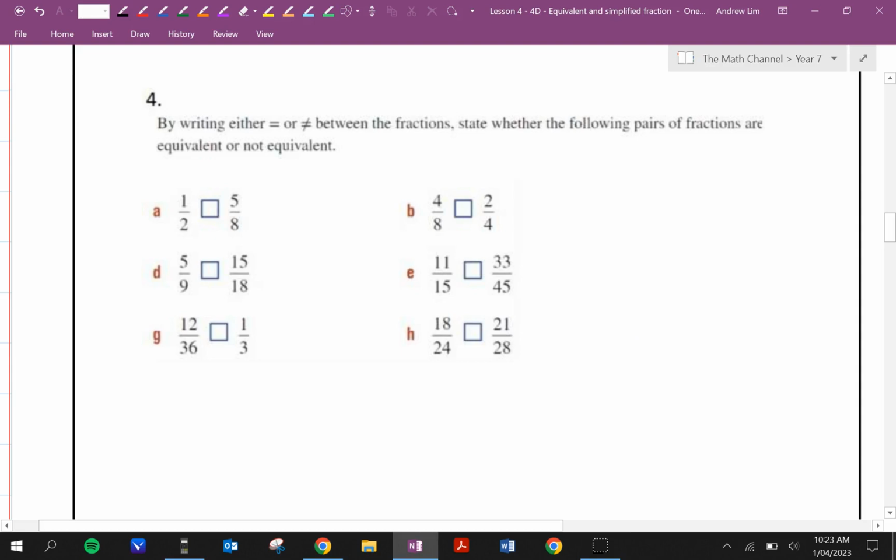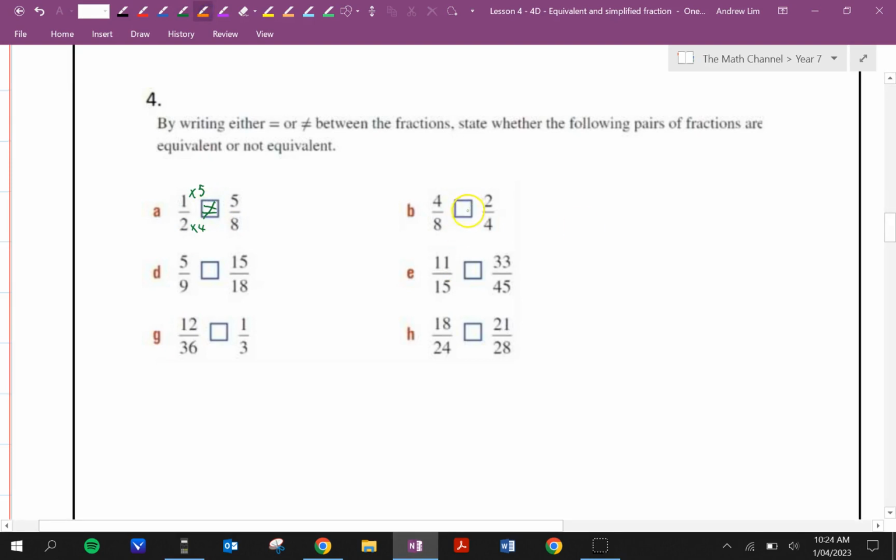Question 4. By writing either equals or not equal to between the fractions, state whether the following pairs of fractions are equivalent or not equivalent. So, if we think about this, how do we go from 1 to 5? We times it by 5. How do we go from 2 to 8? We times it by 4. Well, because they're not the same number, they're not equal to each other.